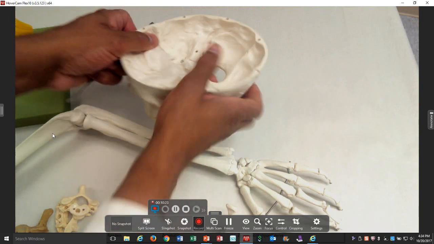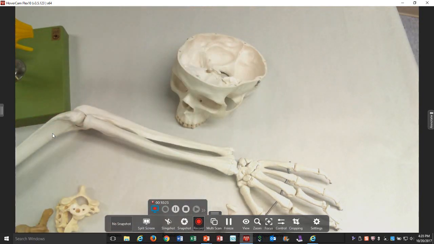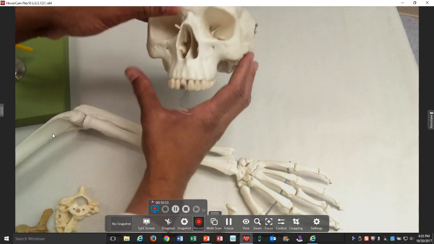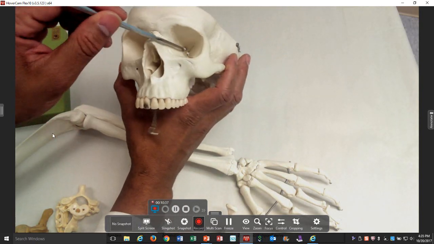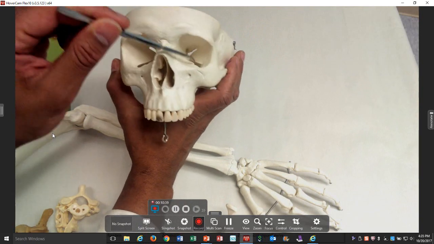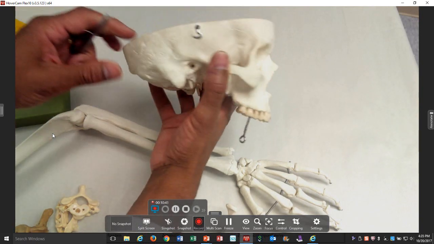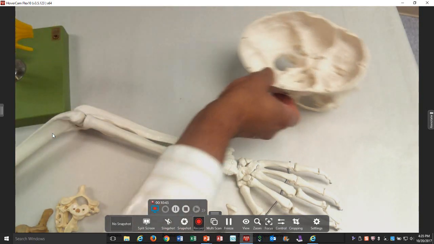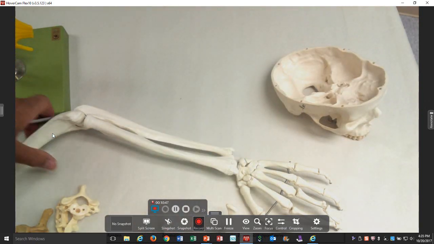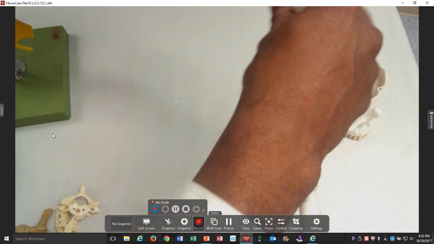All right, so processes. Let's see, some other structures I should mention. Let's talk about the fissure. Okay, so this is a fissure. It's like a slit. This is the superior orbital fissure. This would be the inferior. Okay, and I think I'm running out of things to show you with that one, so I should probably show you here.